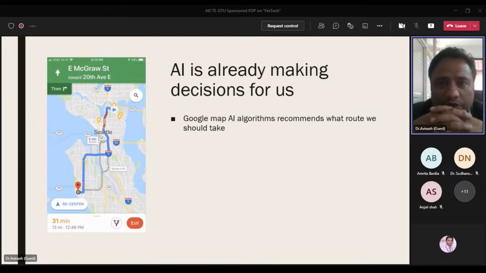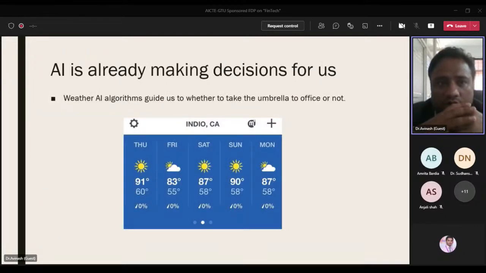So this is how artificial intelligence algorithms recommend which is our destination, and which is the shortest way. Please note it down, the shortest way which is possible to reach our destination. So this is a utility of Google Maps. This is how artificial intelligence is making decisions for us on the climate.